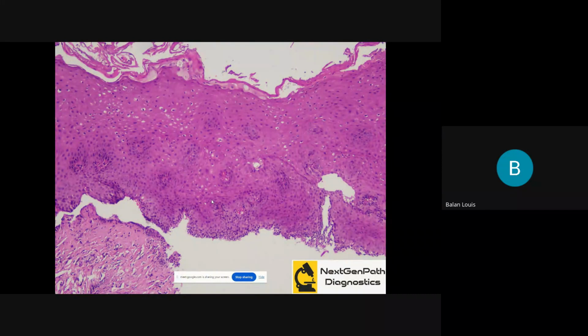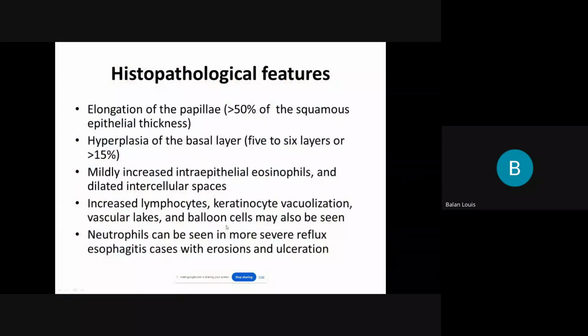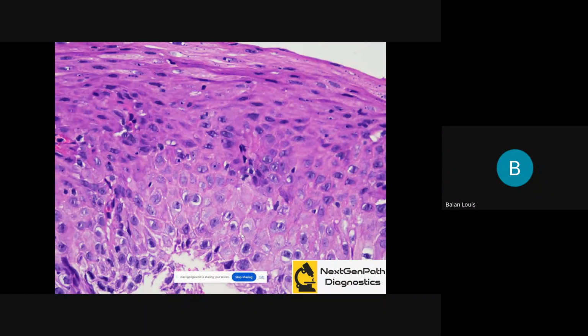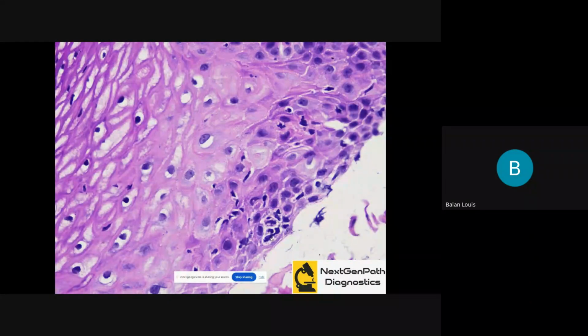So this is what I was mentioning. There is a marked increase in the thickness of the squamous epithelium, an increase in the thickness of the papilla, and the thickness is more than the basal layer thickness. Here, for example, this is the basal layer, and the thickness of the basal layer, as you can see, from 5 to 6 layers, is more than 15% of the thickness. Right. So we may also have other features; these are nothing but keratinocytes, squamous epithelial cells. And you find some spaces in between the keratinocytes. This is nothing but the intercellular edema. There can be an increase in intraepithelial lymphocytes, as you can see here.